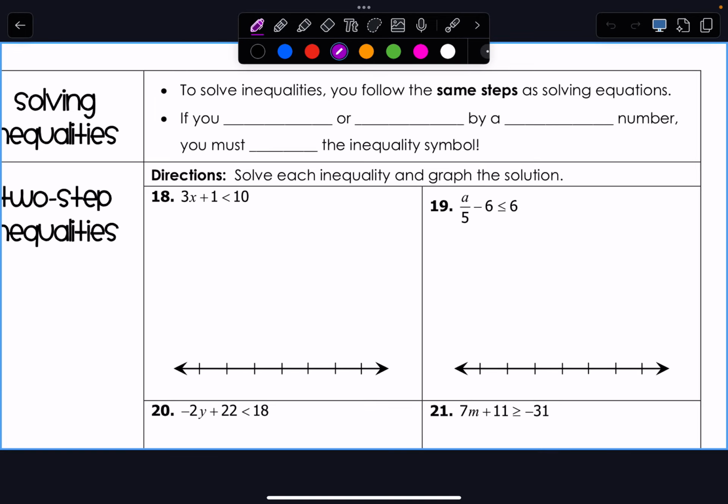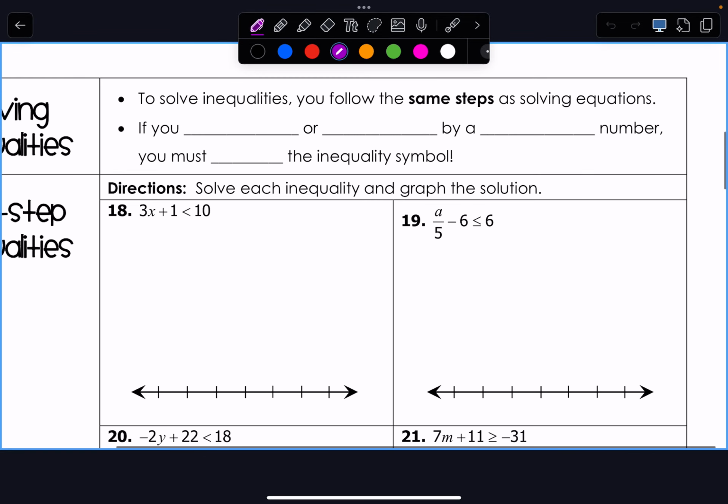Talk about what we're going to write up here, and then we'll go through the problems that you did on the board. So, solving inequalities is just like equations, as you saw with our quiz yesterday. The only difference is this right here, which is something that I wrote on some of your quizzes because we forgot. What goes in the blanks?